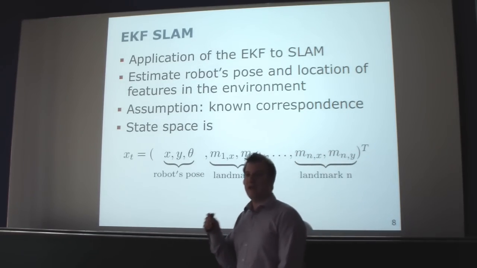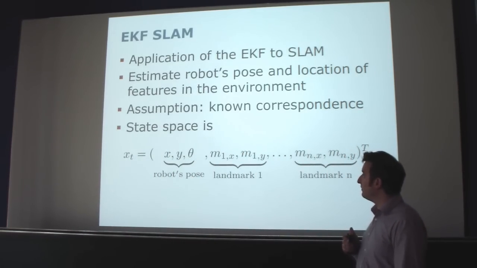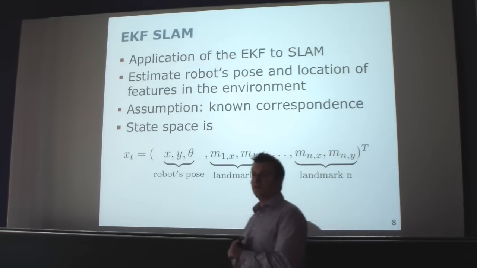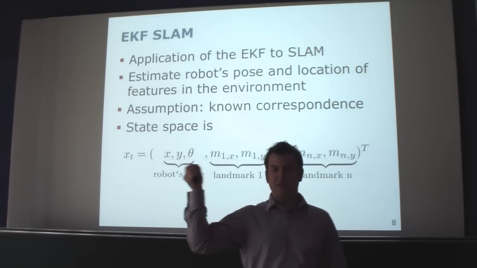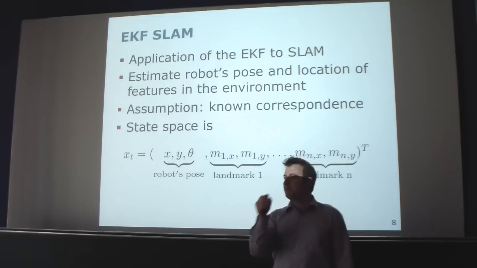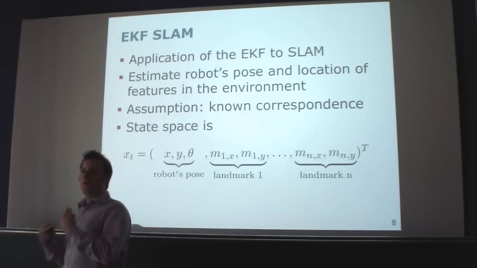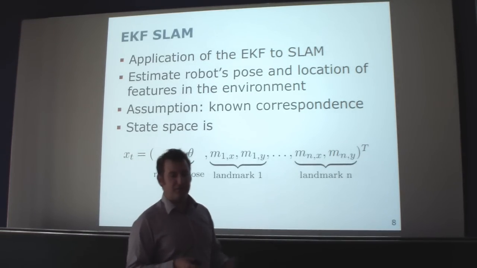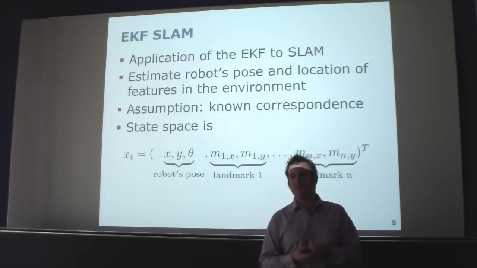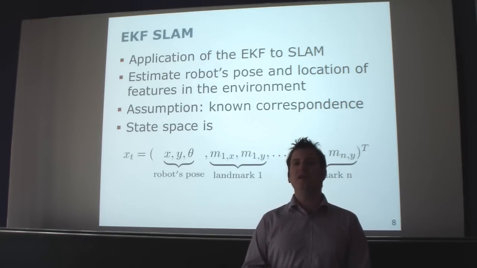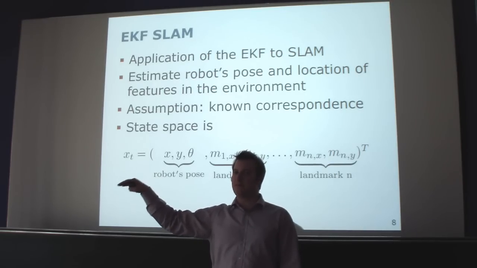Let's apply the EKF to the SLAM problem. So when I estimate the robot's pose in the environment, as well as features, we assume here that we have known correspondence. That means if I observe a landmark, I know to which landmark in my belief this observation corresponds. So I can perfectly distinguish all the landmarks. This is a very strong assumption, but we make it for the moment because otherwise we would have to take into account all the different potential data associations, which makes the problem very quickly very complex. So if I observe something, I know this is landmark number 1, or this is landmark number 2.